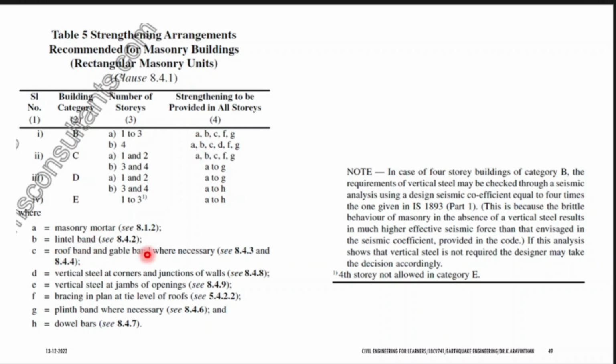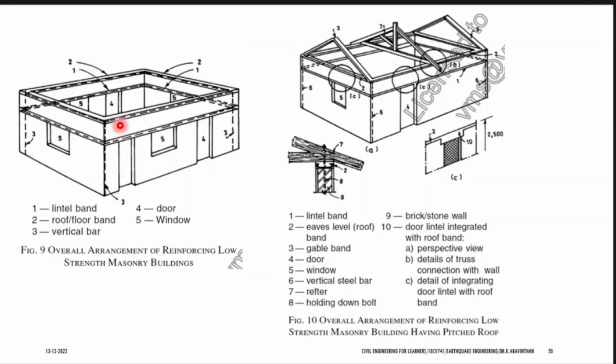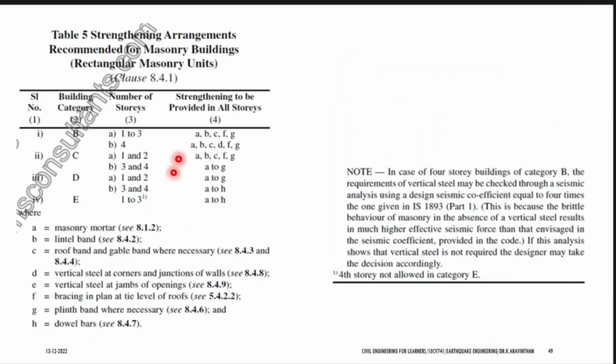Can you now differentiate between these two? Roof band and gable band. This is called roof band for flat story. If you are providing a sloped structure, this is called what? Gable band. This is called gable roof. That is why they are mentioning like that.